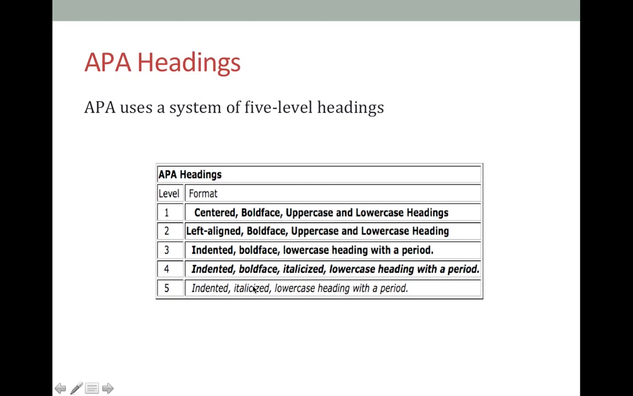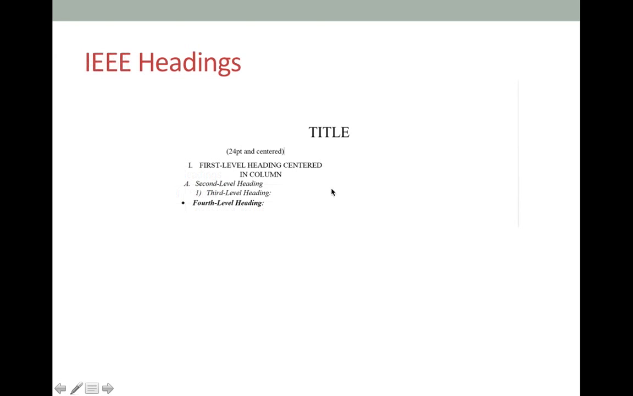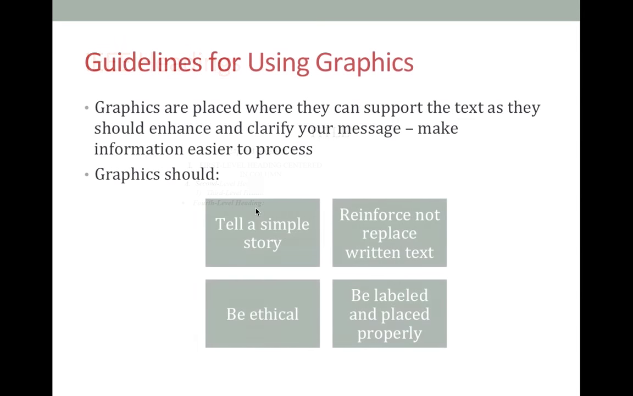Remember, we talked about this part, the 5-level heading. This would be an example. Title, bold, 24 point and centered. This is the 1st level heading, 2nd level heading, 3rd level heading, 4th level heading.